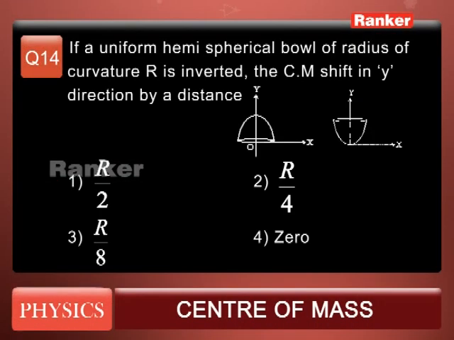Question number 14. The question is: if a uniform hemispherical bowl of radius of curvature R is inverted, the center of mass shifts in y direction by a distance: first option R by 2, second option R by 4, third option R by 8 and fourth option 0.